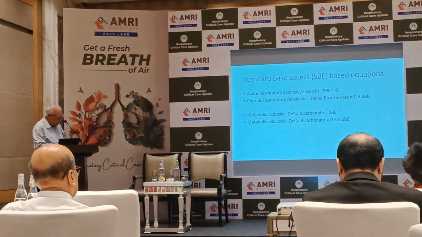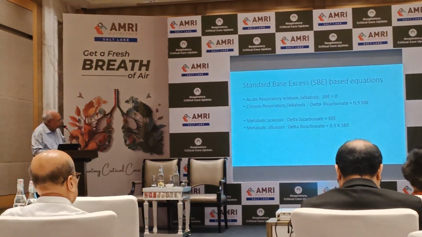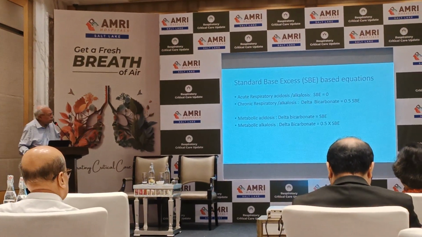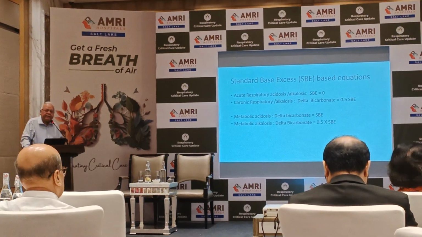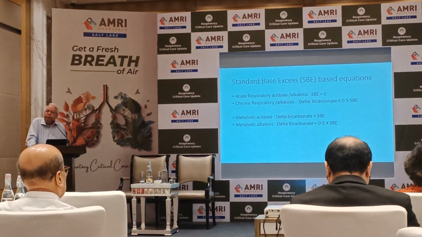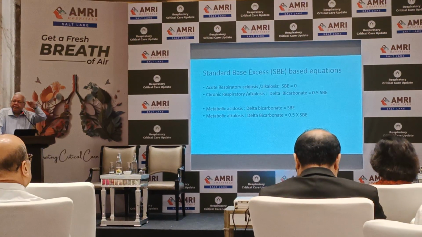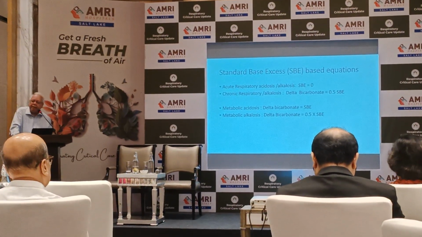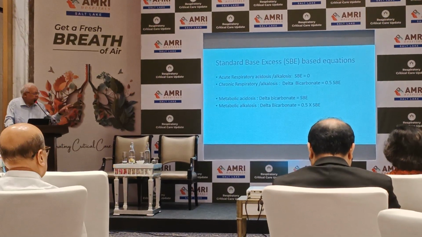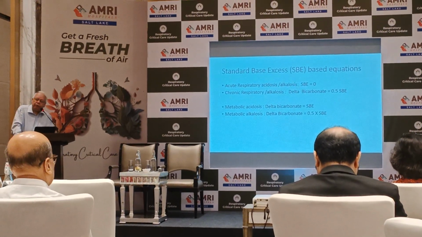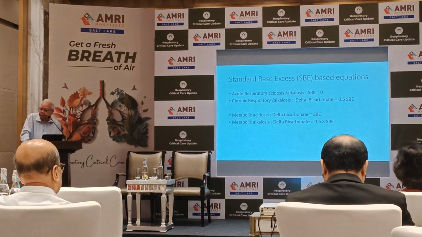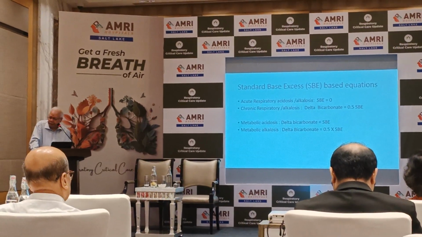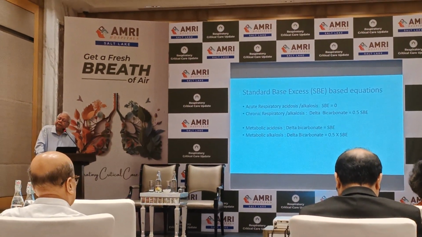In metabolic acidosis, the delta bicarb should be the standard base excess. For example, you have a base excess of -10. Say you'll see that in ABG, base deficit we call it. So the term is base excess, but it's -10. So if it is simple metabolic acidosis, what should be the bicarb? 14. So you just look at the bicarb.